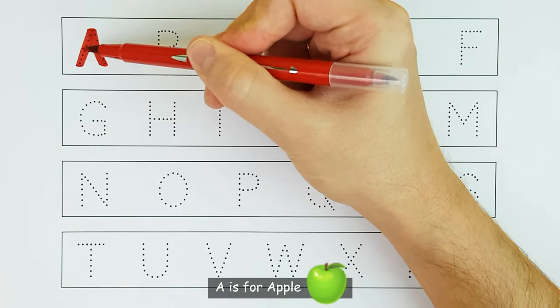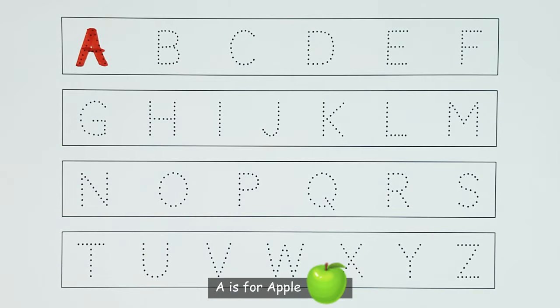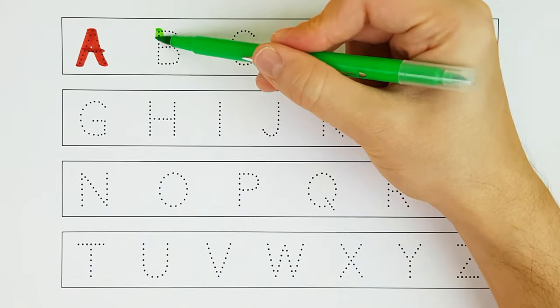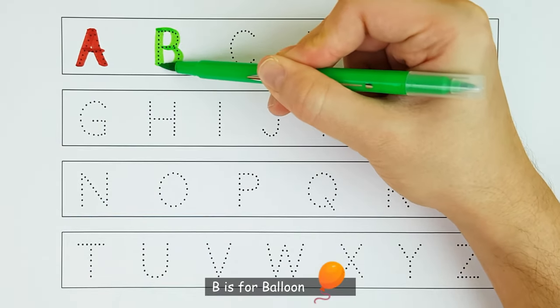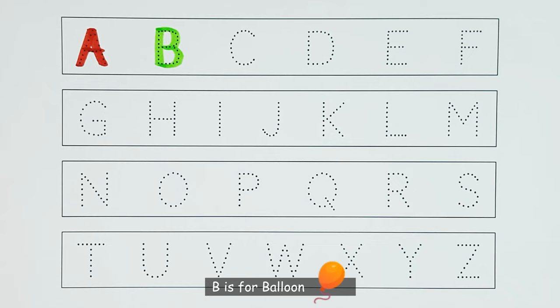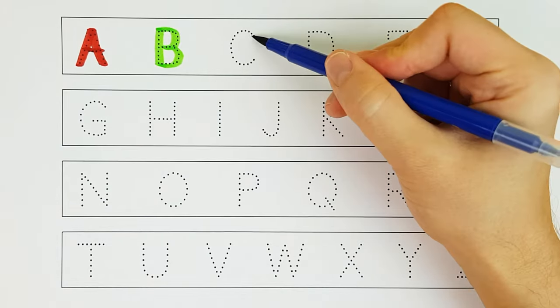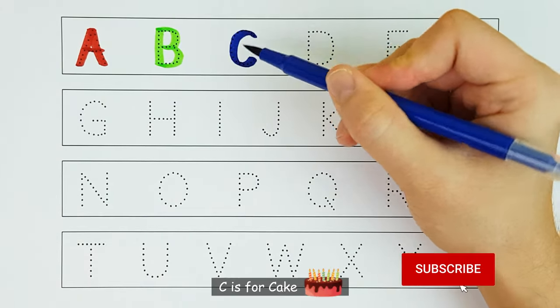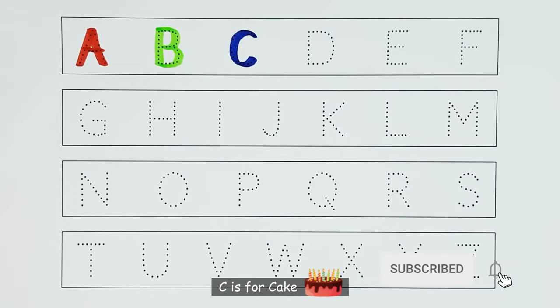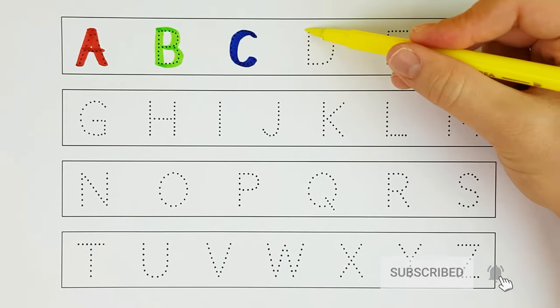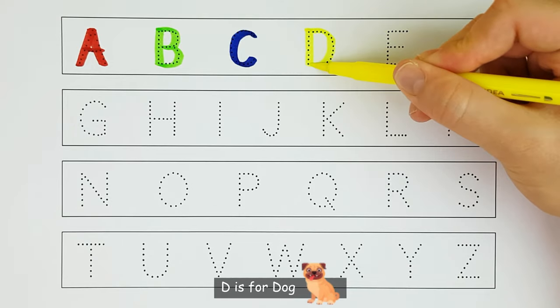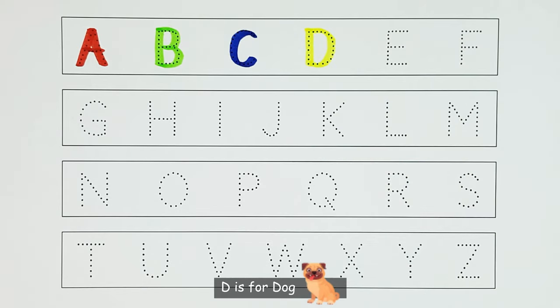A. A is for apple. A. B. B is for balloon. B. C. C is for cake. C. D. D is for dog. D.